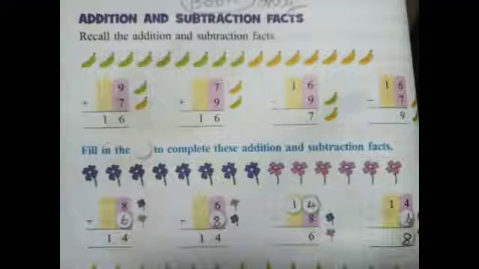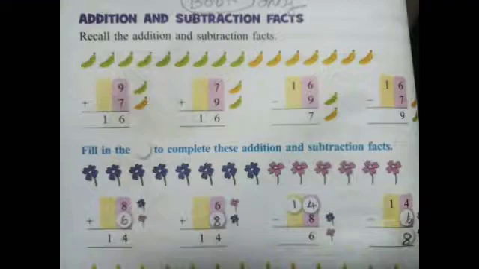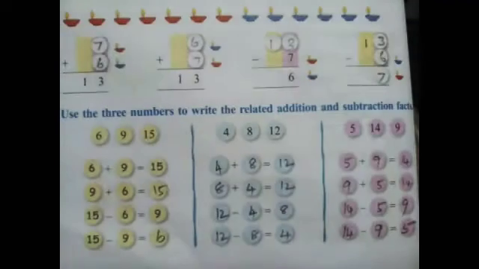So now we can do the subtraction. 16 minus 9 is 7. 16 minus 7 we will get 9. That is also a subtraction fact. Okay children, coming to fill in the blanks to complete the addition and the subtraction fact. They have given circles to fill. We are going to fill.